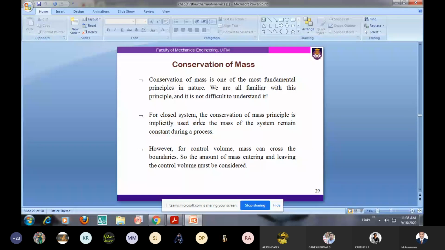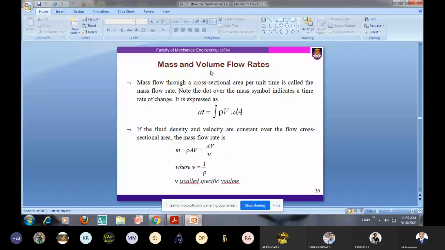Right. So the control volume system can transfer the mass of the system. The mass and volume flow rates are discussed in this slide. Mass flow through a cross-sectional area per unit time is called the mass flow rate. So repeat, mass flow rate is mass flow through a cross-sectional area per unit time. That is denoted as m dot. M dot indicates mass flow rate.